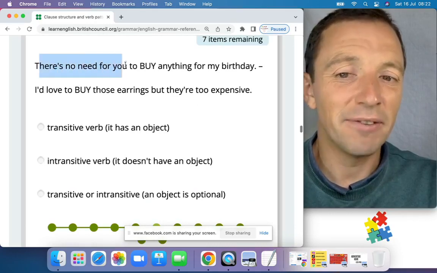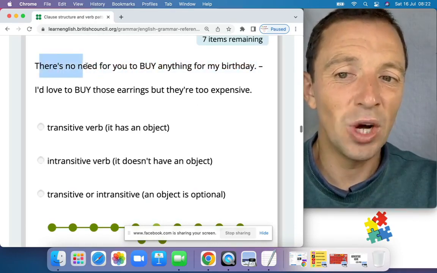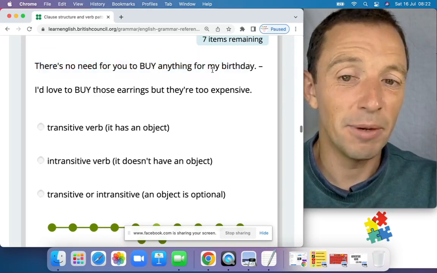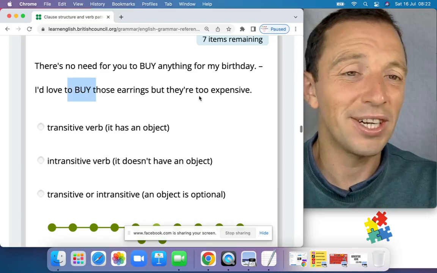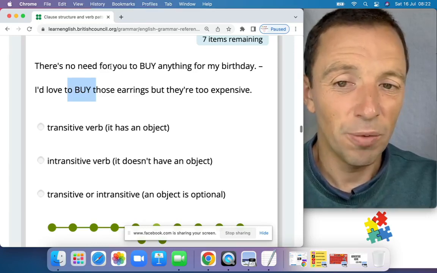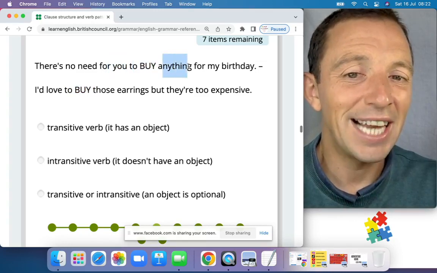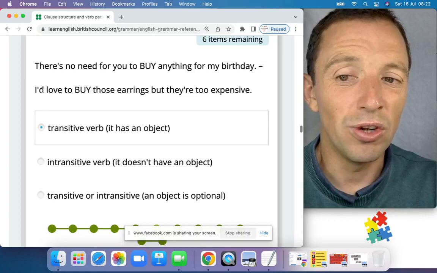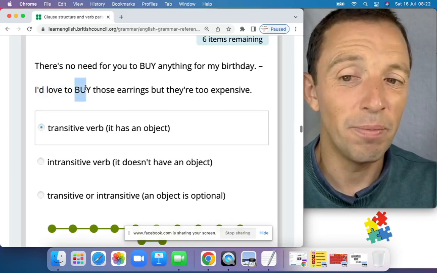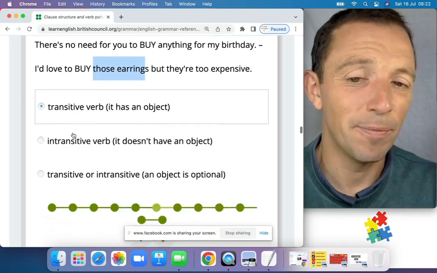There's no need for you to buy anything for my birthday. The verb is to buy. I would love to buy those earrings, but they're too expensive. So there's no need for you, subject, to buy, verb, anything is the object. That is transitive. Second example, I would love, that's the subject, to buy, verb, those earrings is the object. So this is transitive as well.